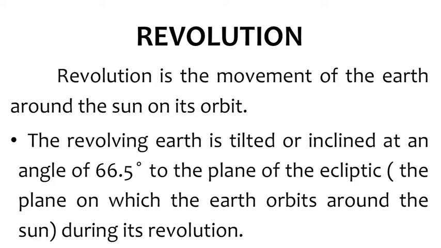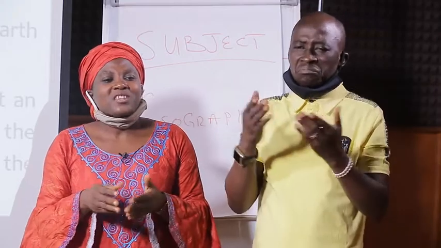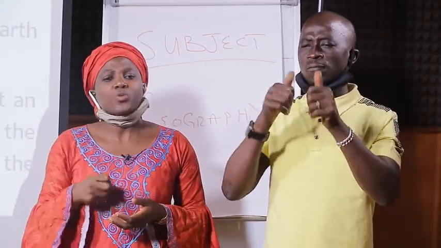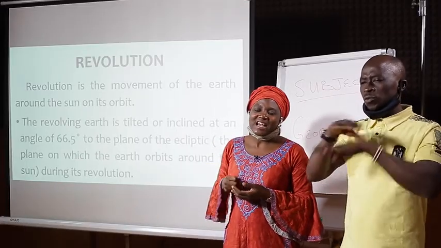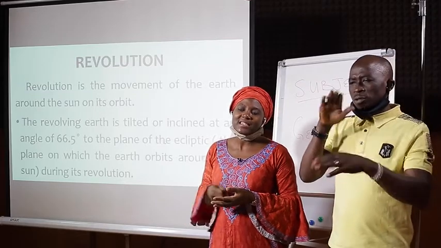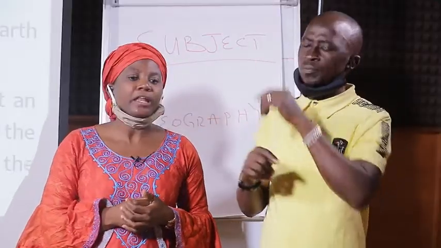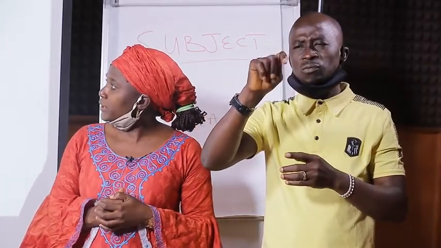Now, when we say ecliptic, we're referring to the plane on which the Earth orbits around the sun. That is, to put it in a simple way, we'll say the route that the Earth follows as it goes round the sun. That is what we call the ecliptic. So, the Earth is tilted at an angle of 66.5 degrees on the ecliptic. What then are the effects of the revolution of the Earth?